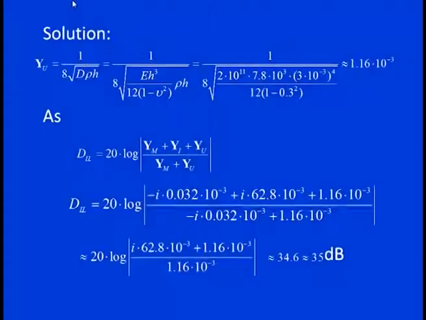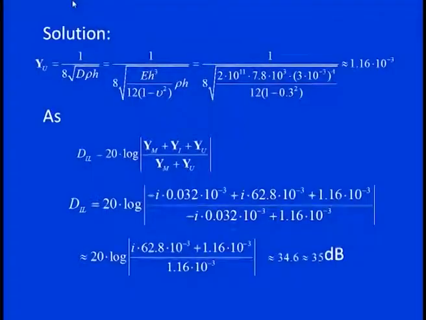So we have Ym and Yi, the impedances. Now we can find Yu, which equals 1 over 8 square root of B rho h, or equals 8 E h cube divided by 12 into 1 minus mu square rho h. When we put those values in, Yu equals 1.16 into 10 raised to power minus 3 meter over Newton second.